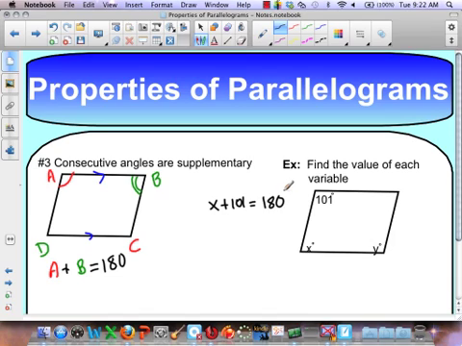X plus 101 is 180. By the way, can I know what y is very quickly? Yeah. Why? Because opposite angles are congruent. So since that's 101, angle y must be 101. So therefore, what does that make angle x? 79. 79 degrees.